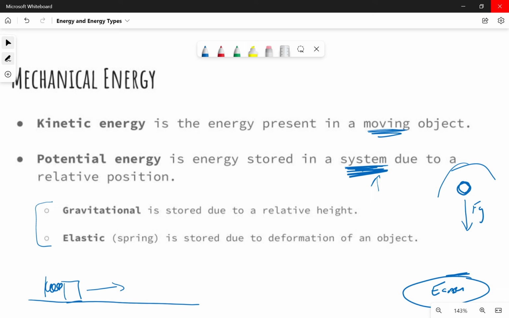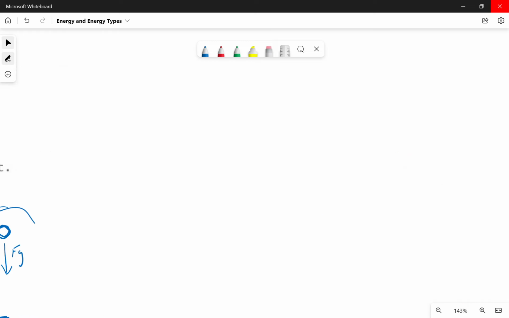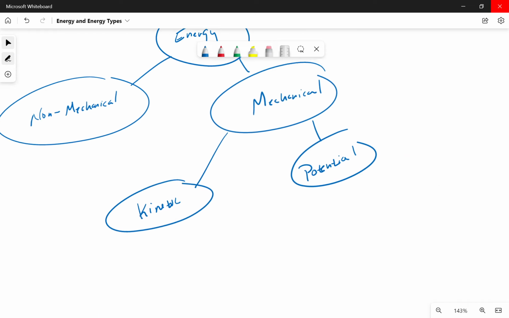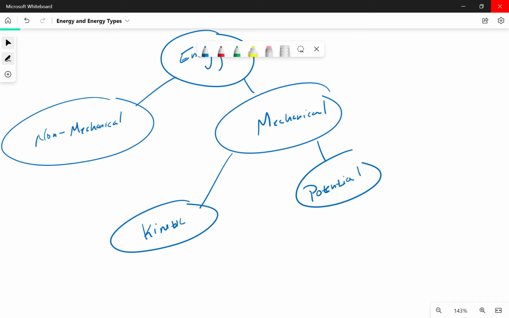So before we move on, I'm going to go ahead and separate out that we've got gravitational and elastic as both types of potential energy. So I'll go back over to our little flow chart, or little taxonomy here, and I'll break that down. So I've got elastic and I've got gravitational.